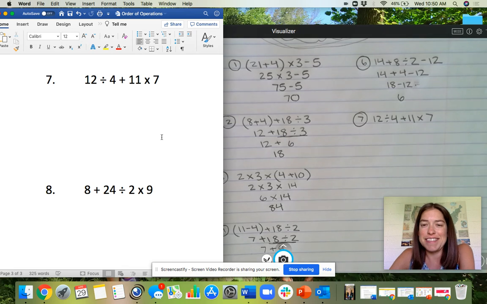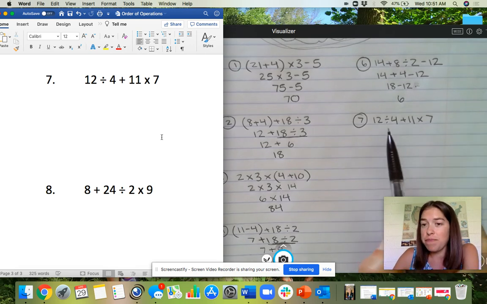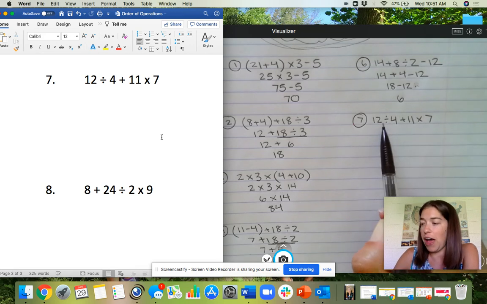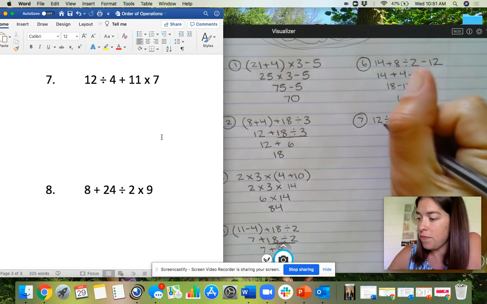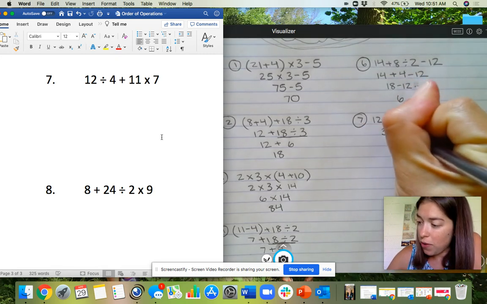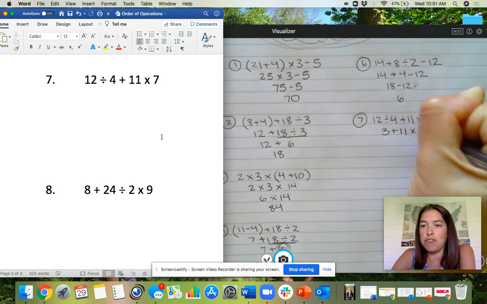All right. Let's think about that order of operations. GEMS, G for grouping. I don't have any grouping. Great, let's move on to E, exponents. I don't have any exponents. M, multiply, divide. All right, I have both division and multiplication. So here, I'm going to start with my division because it's right here on the left. Let's go ahead and divide. And then I'm going to copy the rest of the problem exactly as it's written.